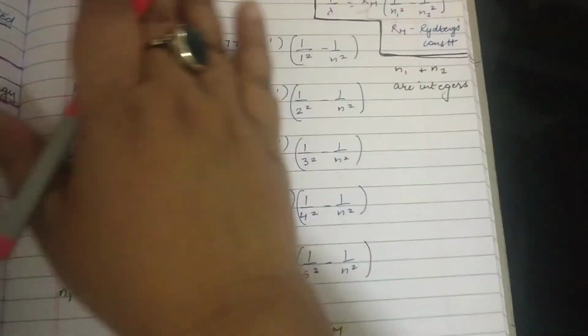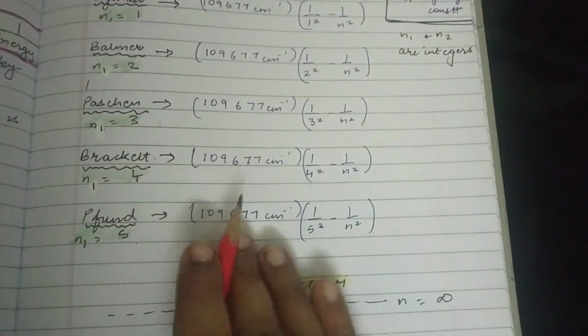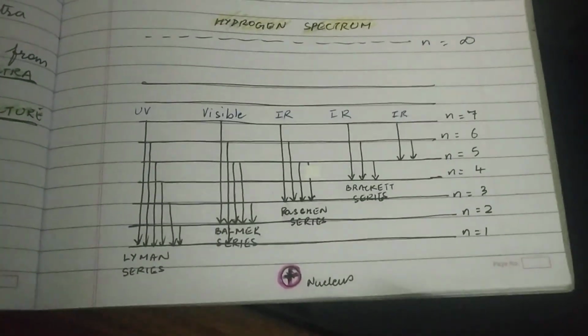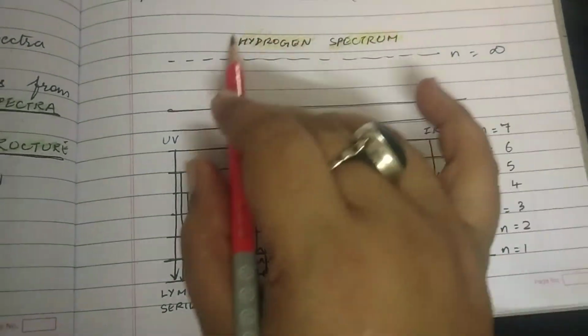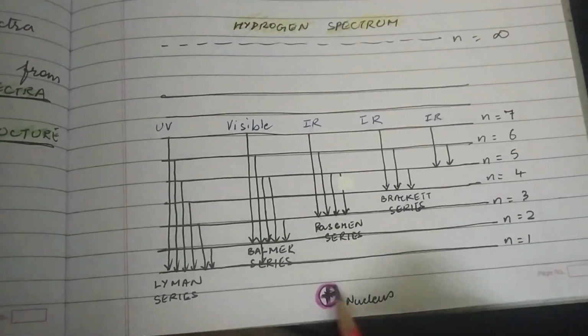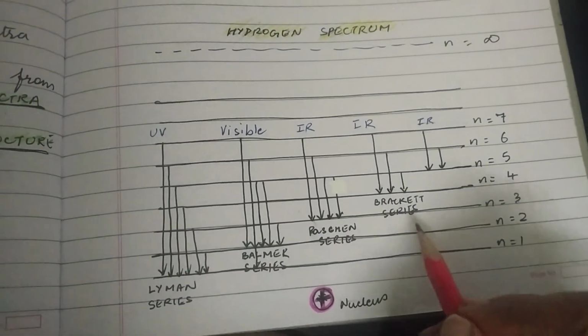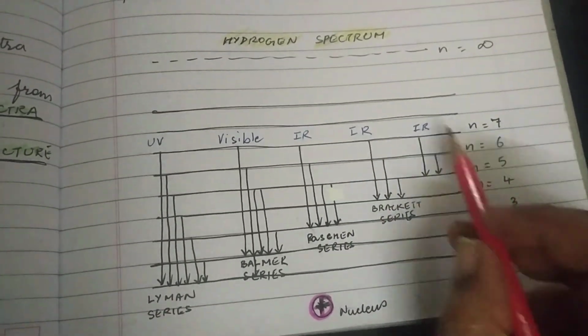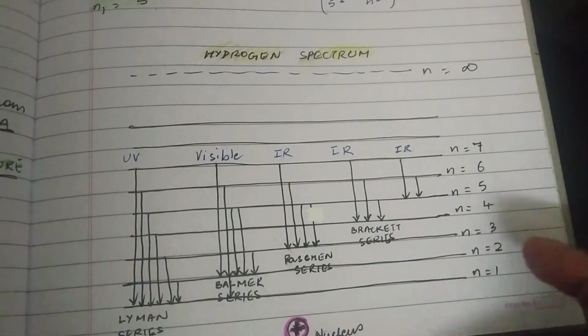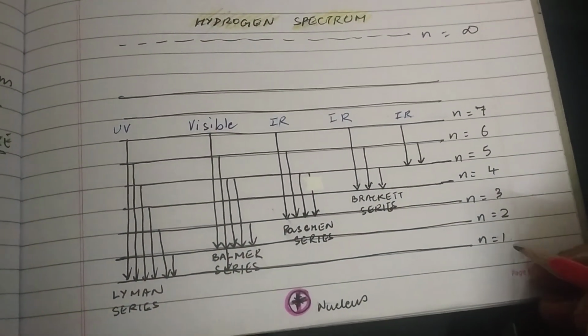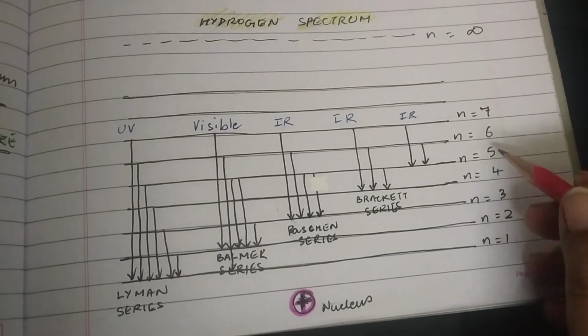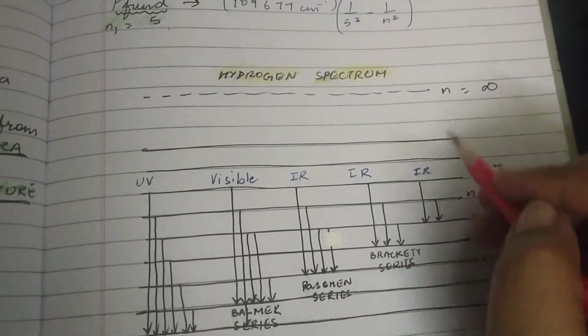Now, making these expressions more clear, you can visualize it like this. If you study a hydrogen spectrum, this is the nucleus. These are the different energy levels, that is, the orbits in which an electron can revolve around the nucleus. n=1 is the ground state, then n=2, n=3, 4, 5, 6, and so on, and it could go up till infinity.